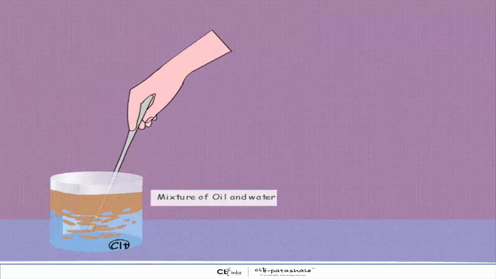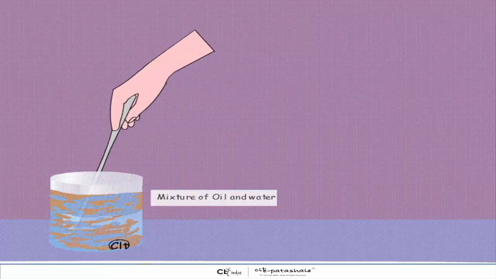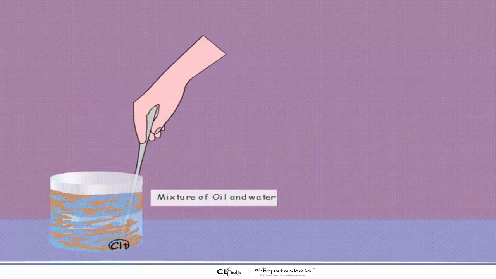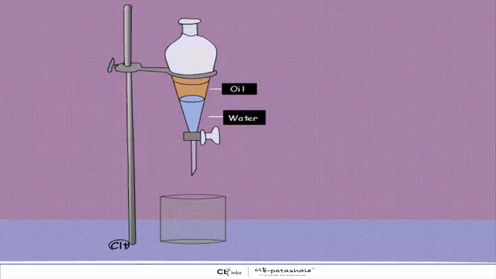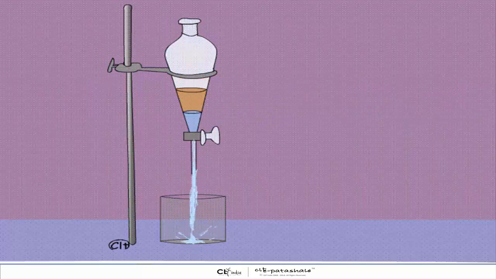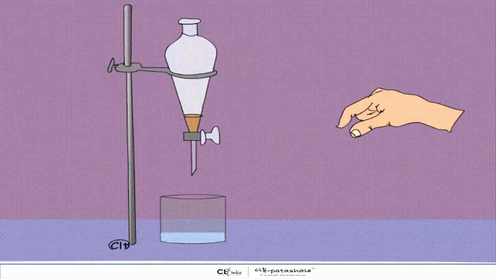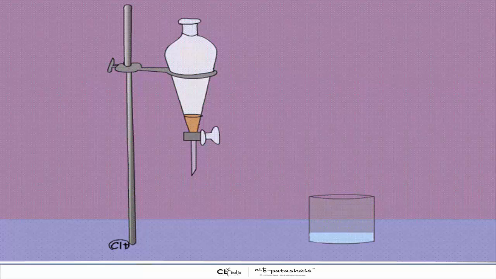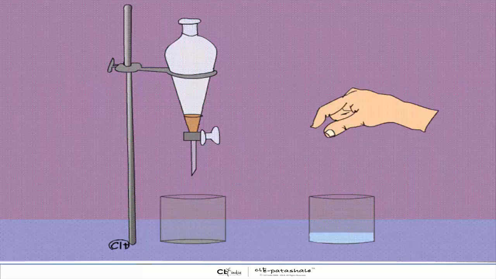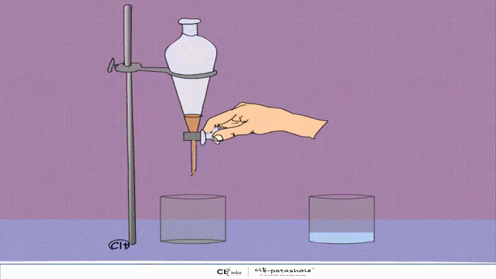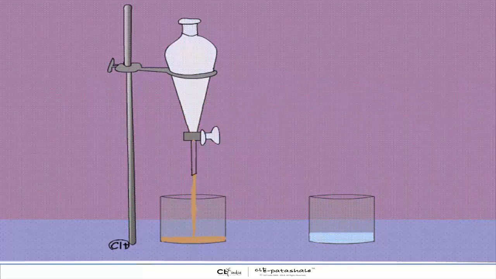Mixture of oil and water. We put it into a separating funnel. And once you open the knob, only the water comes off. Once it's over, close the knob and take off the water. Put one more container and open the knob. You will have the oil. Now this is how it is separated.